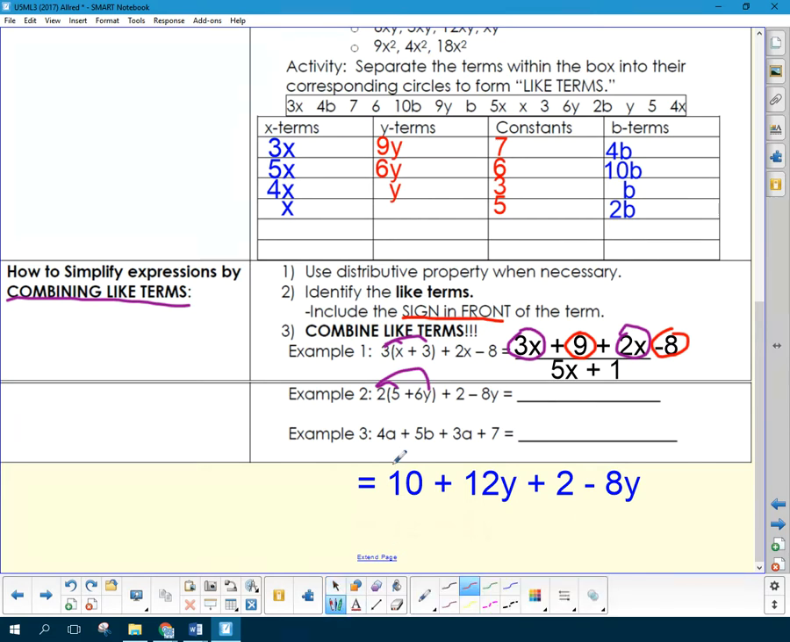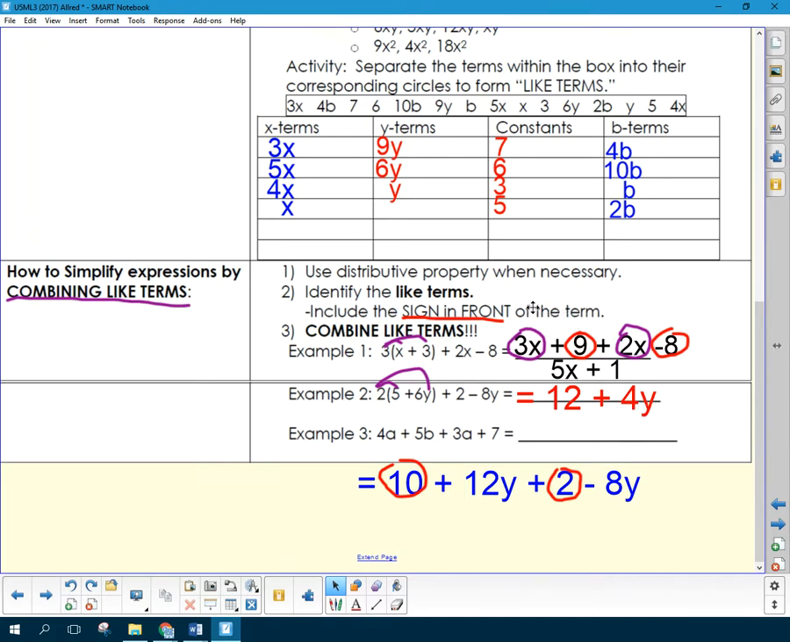What can you combine? Well, you can combine the 10 and the 2. Positive 10 plus positive 2 would be 12. And you can combine the 12y minus 8y. So I got positive 12y because of the plus sign, minus 8y because of the minus sign. Okay, and 12 minus 8 is 4y. So my simplified expression there would be 12 plus 4y. That's the simplified version of that expression.